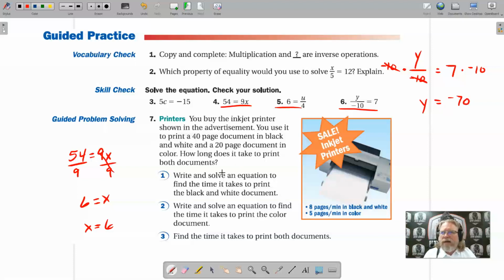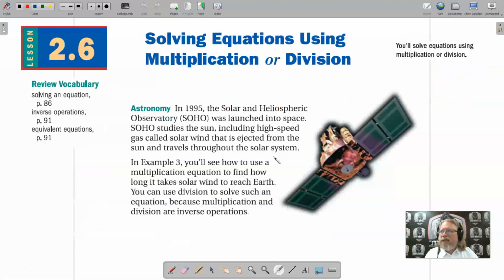I always kind of like the error analysis, but they don't have one for us here. We're about 25 minutes into this video right now, so we're going to skip the inkjet printer sale. All right. So that's pretty much it for lesson 2.6, solving equations using multiplication or division. Thank you.